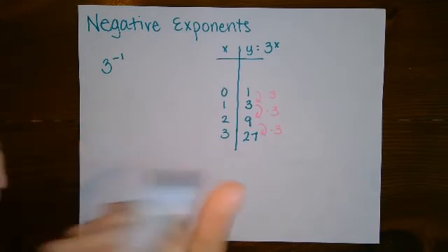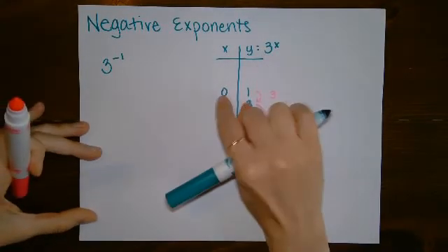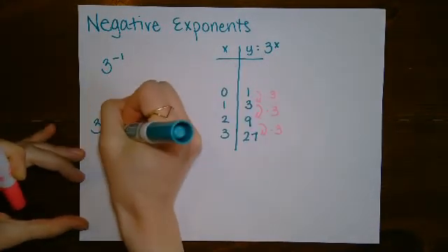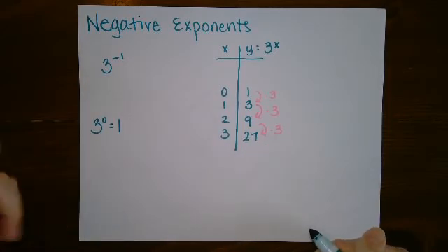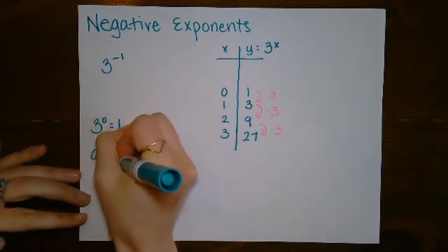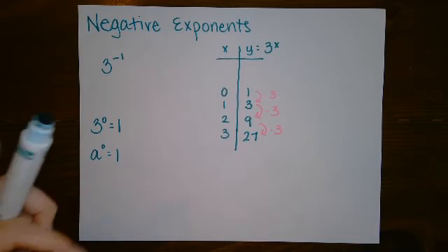That being the case, that shows that when 3 is raised to the 0 power, it's equal to 1. And that's actually true for any number. Any number raised to the 0 power is equal to 1.